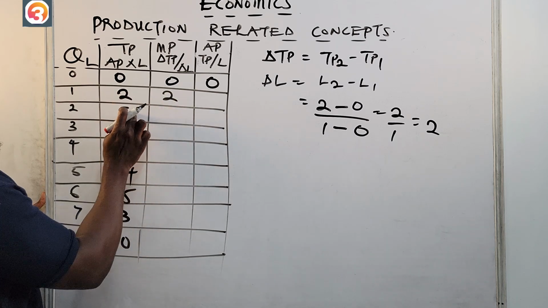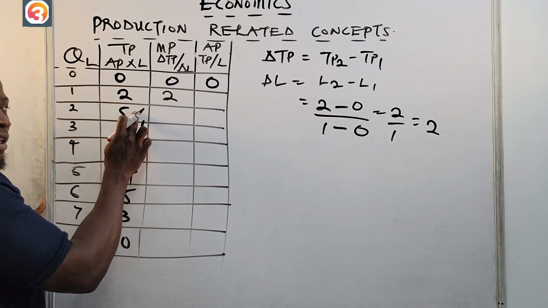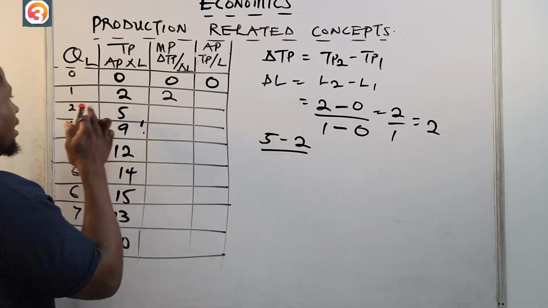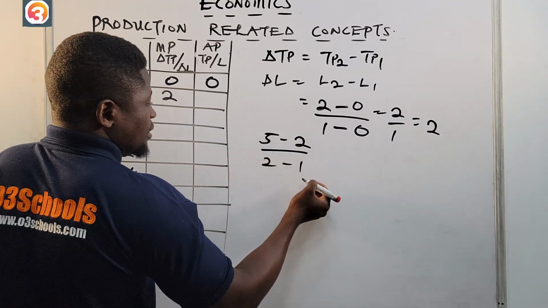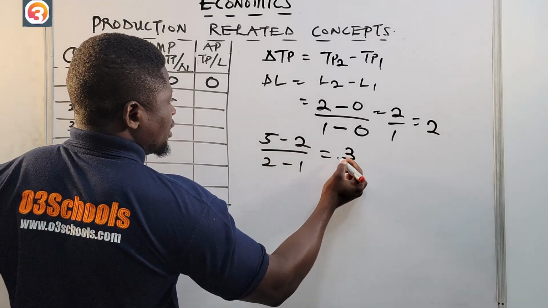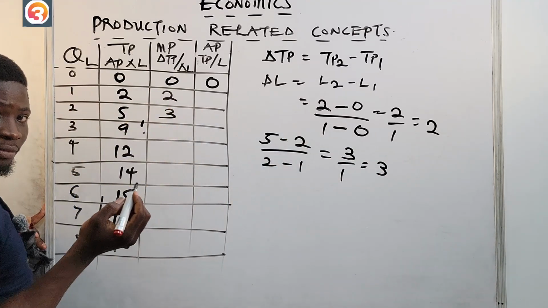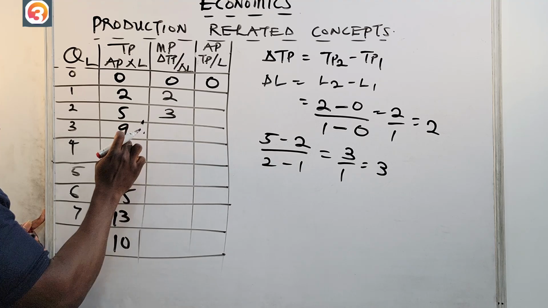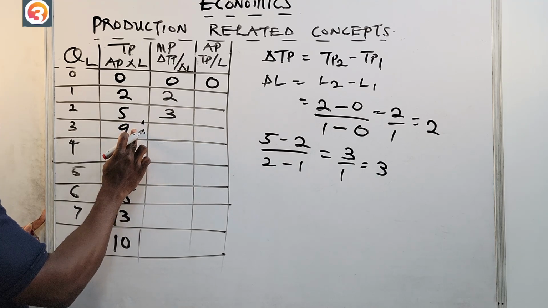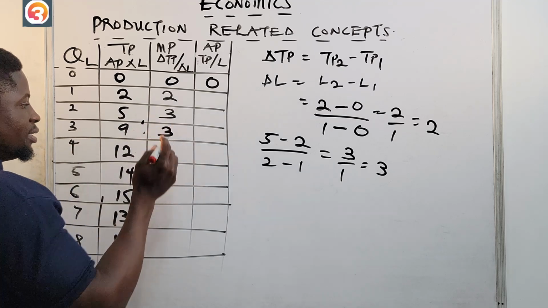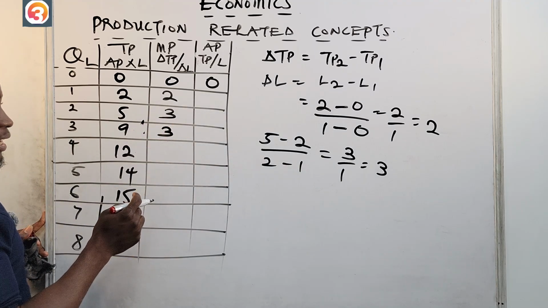For the next level, it will be between this 2 and 5. So I'm going to have 5 minus 2 over 2 minus 1. 5 minus 2 is 3, and 2 minus 1 is 1. That will give us 3. That means here also will be 12 minus 9, which is 3, over 4 minus 3, which is 1. 3 over 1 is also going to give us 3.